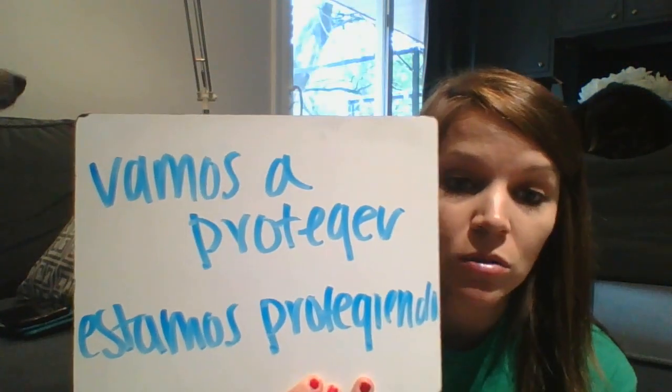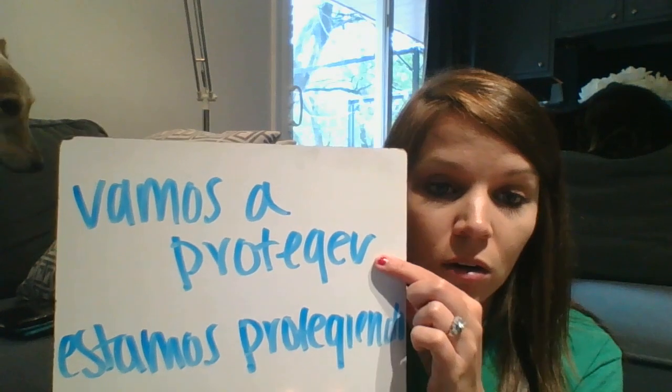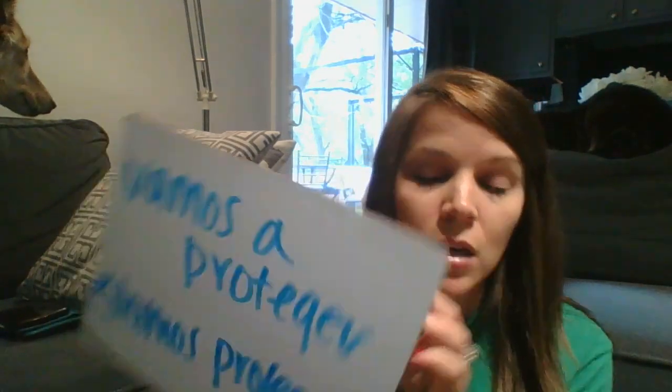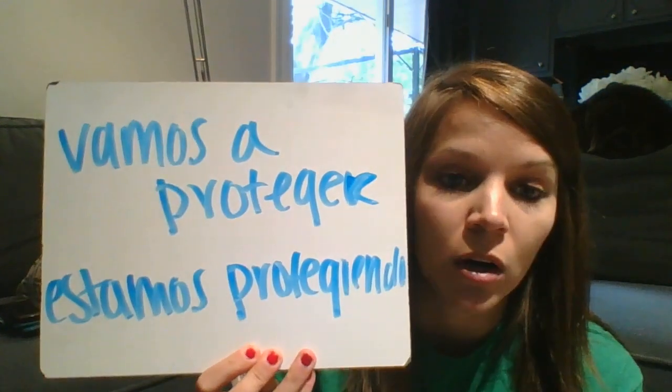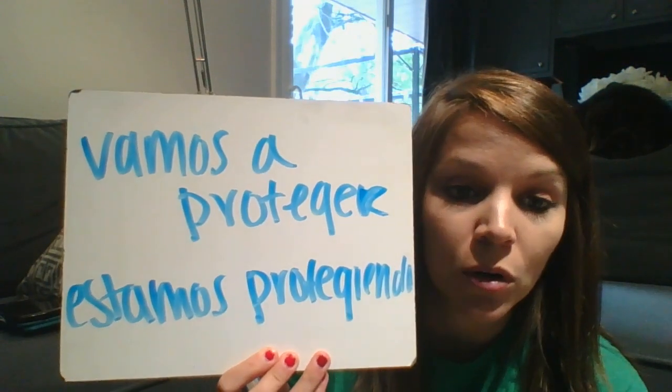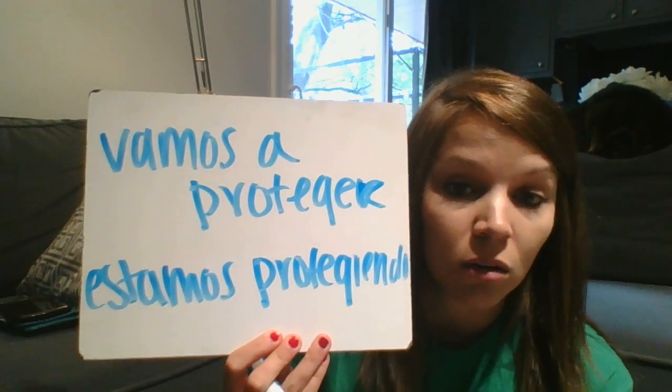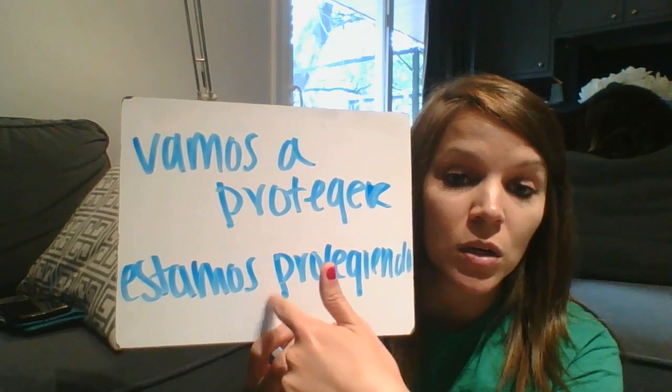If we do that, then we're good. All right, so we are going to protect is vamos a proteger. That's a really terrible R, but that is an R. Okay, vamos a proteger. That's still a terrible R. And then estamos protegiendo. So it's ando y endo. We did estamos though because it's we are protecting.